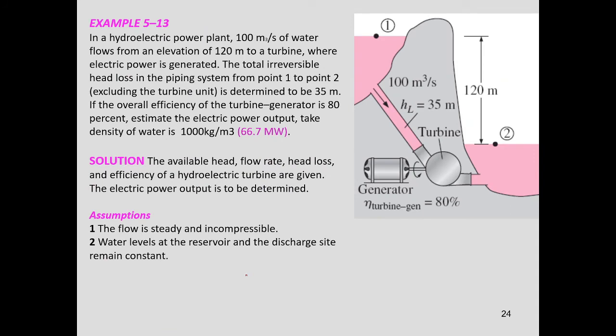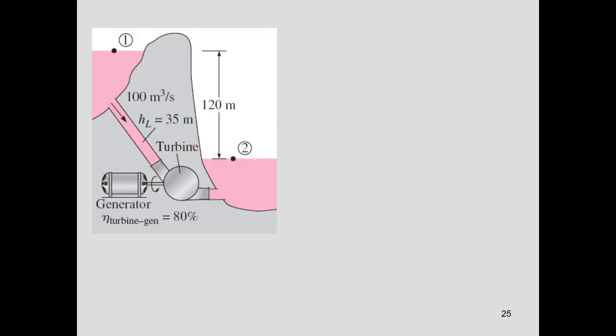Okay, we try the first example. In a hydroelectric power plant, 100 meter cube per second of water flows from an elevation of 120 meter to a turbine, where electrical power is generated. The total irreversible head loss in the piping system from point 1 to point 2 is determined to be 35 meter. Okay, this is the HL. HL is equal to 35 meter. The overall efficiency of the turbine generator is 80%. Okay, the combination is 80%. Estimate the electrical power output from the turbine. Take the density of water as 1000 kg per meter cube.